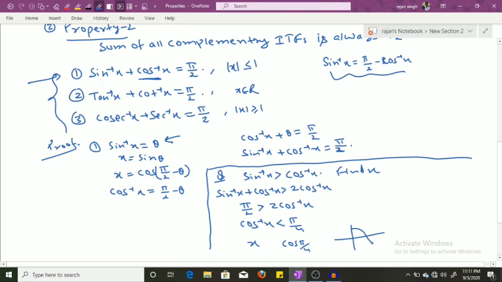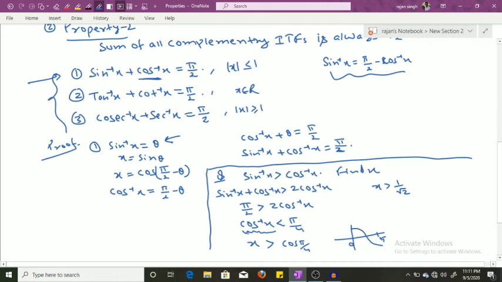There is one small thing you should know: cos is a decreasing function in 0 to pi. For a decreasing function, when you take cos, the inequality reverses. So x greater than cos of pi by 4 means x greater than 1 by root 2. But that's not your complete answer; you have to make it complete. This answer came from cos inverse, so you have to think about the domain of cos inverse x again.